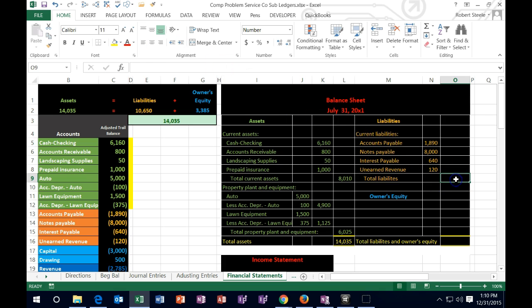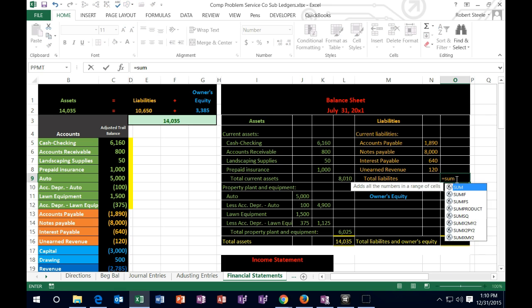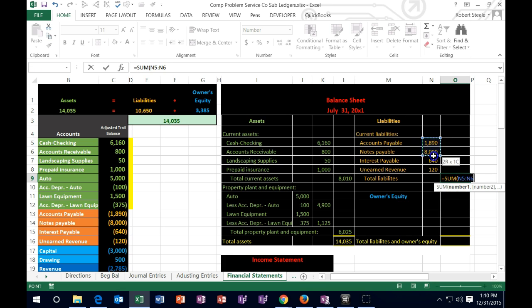Then we're going to go out into the outer column and sum those up for the total liabilities. We're going to hit the equal sign, SUM, and double click on that sum function, highlight the numbers we want here to here. All it is is a point and click process, but you do want to get used to that sum notation, SUM N5:N8, and enter. All right, so there we have that.